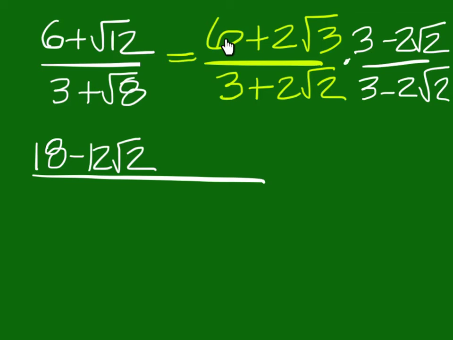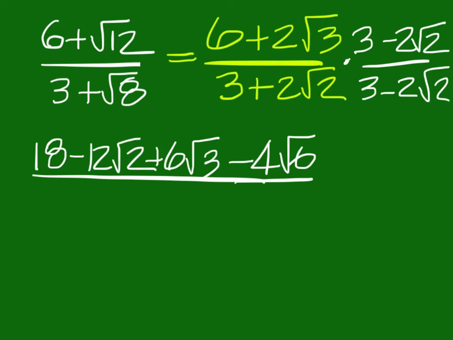We're done with the 6, so move to the 2 square root of 3 and multiply this by this 3. So you're really just multiplying 3 times 2 to get 6, and this thing tags along. So plus 6 square root of 3. Plus, minus. So it's going to end up minus down here. 2 square root of 3 times 2 square root of 2. This 2 times this 2 is 4. Square root of 3 times square root of 2 is square root of 6.